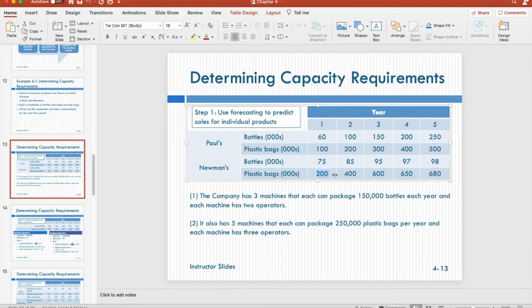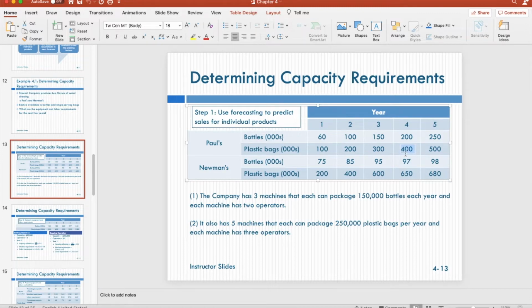That's it. So you can do the same calculation for the following years from year 2 until year 5. Suppose in year 4, how many bottles do we need in total in order to fit Paul's flavor or Newman flavor? In total we need 297. That's correct. And then in year 4, how many plastic bags in total do we need?